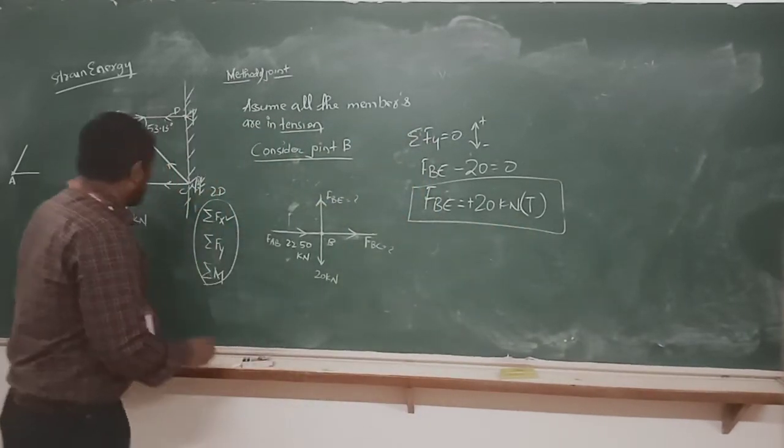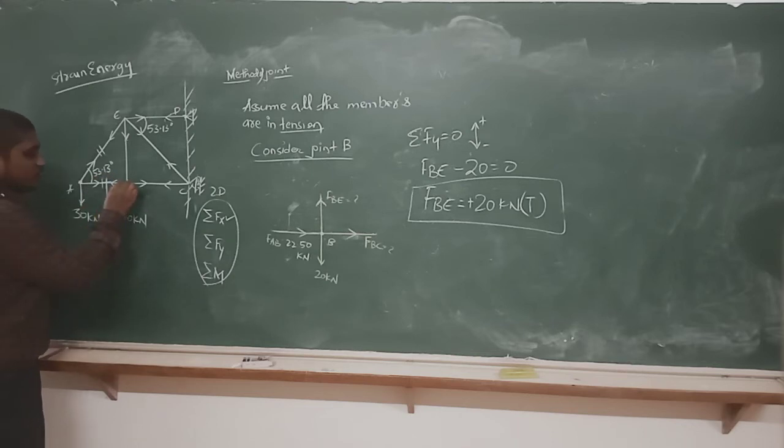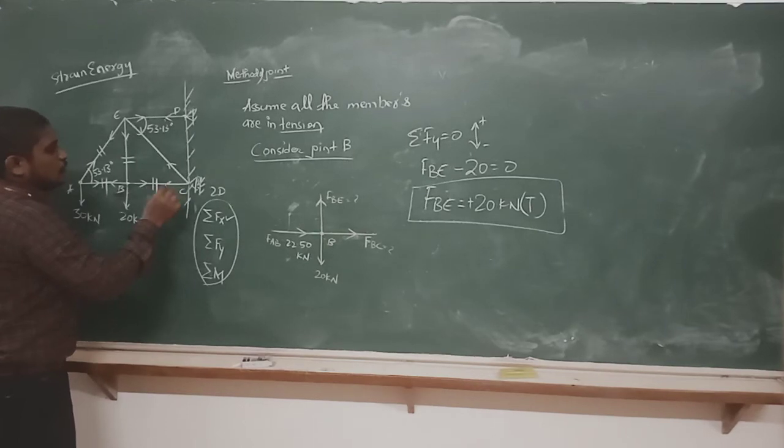Compression I am denoting by C and tension I am denoting by T. By considering joint A, we have already solved this. By considering joint B, we have solved this. Now only two values are unknown, this member and this member. If you go for joint C, you can only calculate one member. So it's better to go for joint E.